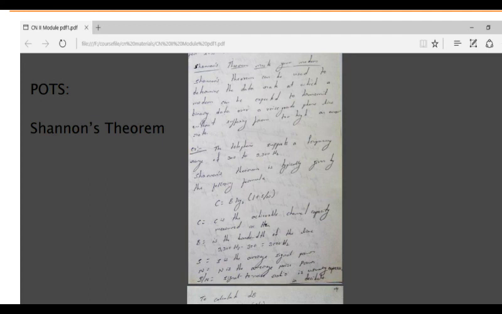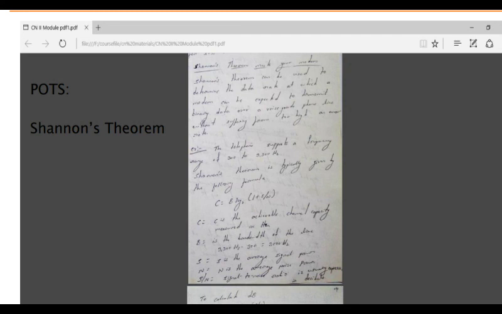What do you mean by C? C is the achievable channel capacity. B is the bandwidth of the line. S is the average signal power. N is the average noise power. S divided by N is the signal to noise ratio, usually expressed in decibels. To calculate dB, dB = 10 log10(S/N). Is it clear?